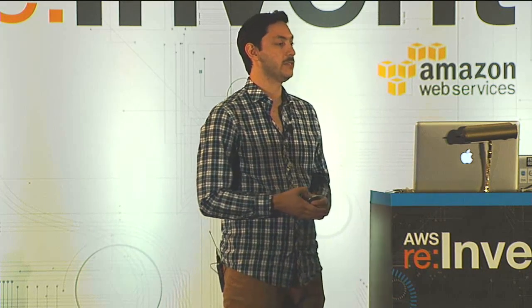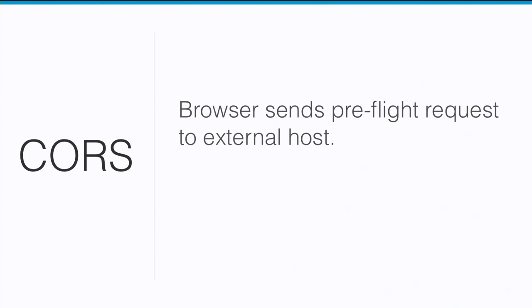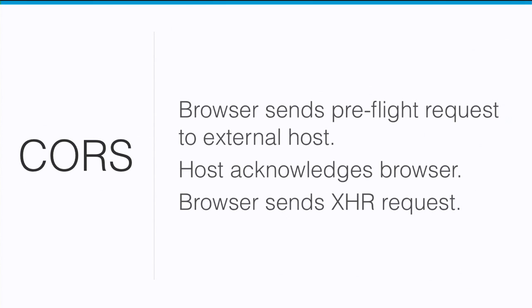CORS is effectively this thing where your browser says, am I allowed to actually send a request across a domain? Typically your browser will not let you send a request across a domain. But CORS enables you to opt into that behavior from the host's end. So what happens is your browser sends a pre-flight request to the external host and asks the question, am I allowed to operate on this domain? And the server is supposed to come back and say, yes, you may, or it might say, no, you can't. In that case, you get stopped. But if it says, yes, you may, that's when the browser sends the XHR request.